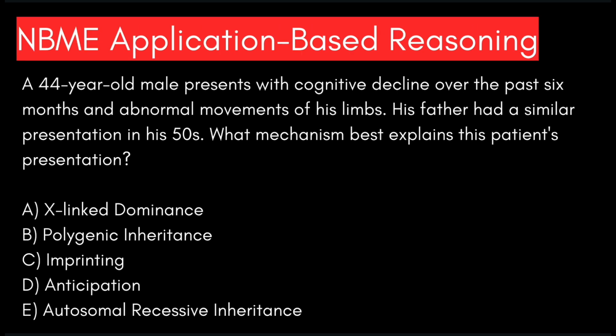Moving on. Next, we'll be talking about some questions. So now we have a 44-year-old male who presents with cognitive decline over the past 6 months and abnormal movements of his limbs. His father had a similar presentation in his 50s. What mechanism best explains this patient's presentation?